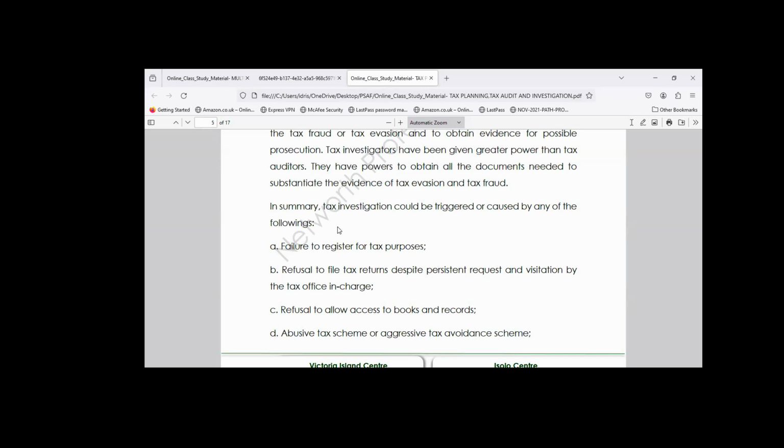Another reason that can result in tax investigation: denial of tax authority entry into the premises of the taxpayer. You refuse entry. You deny them from entering your company, when they came for a post check or they are coming for tax audit.